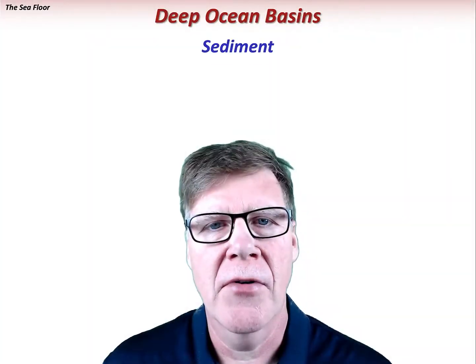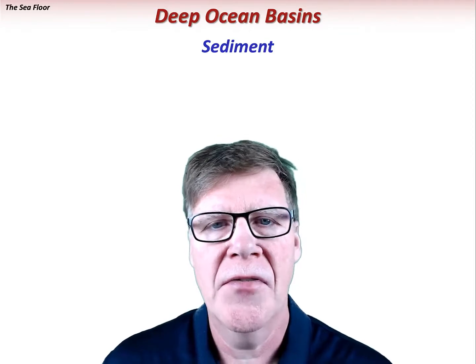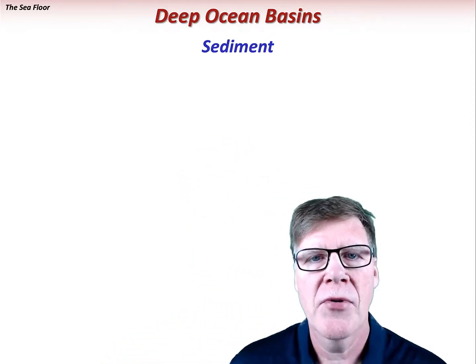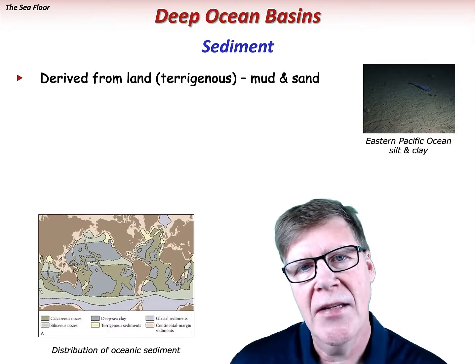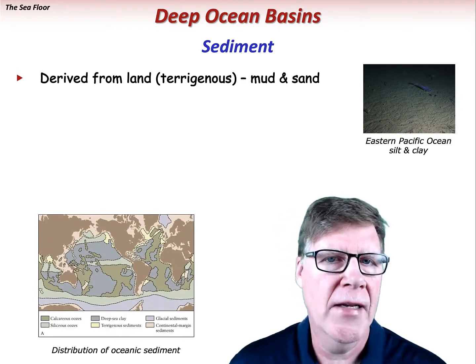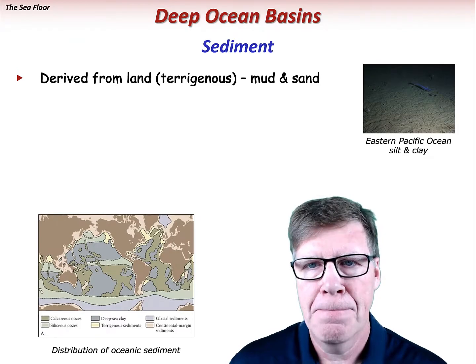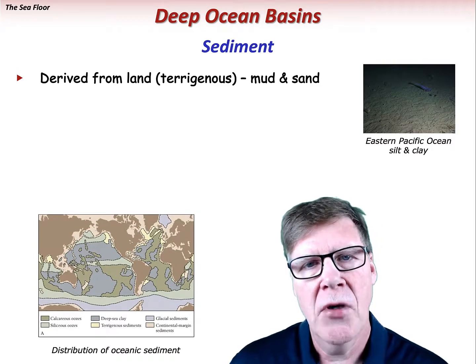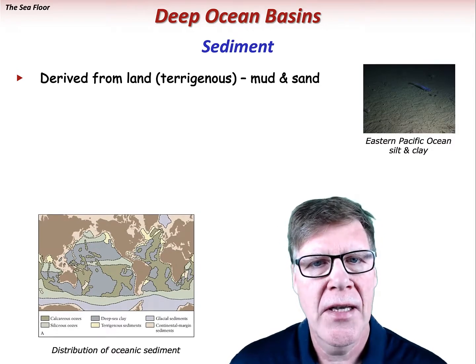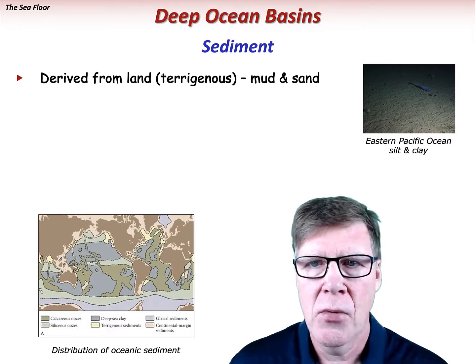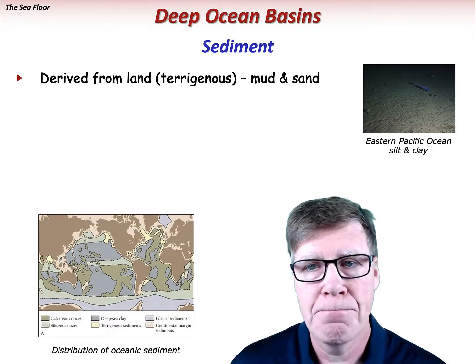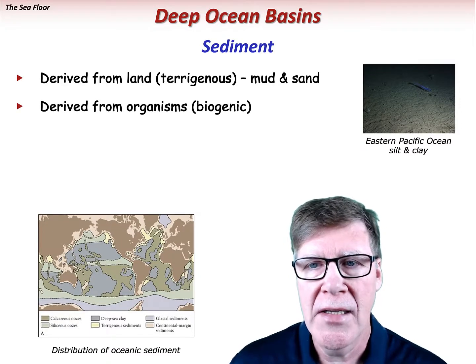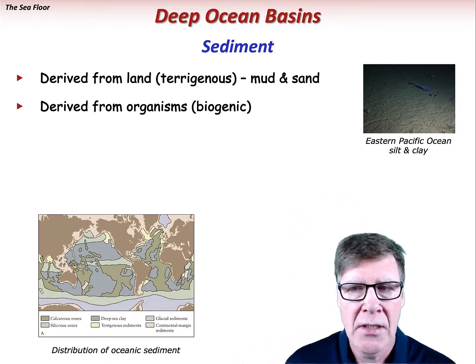The sediment covering much of the seafloor includes a few basic types. Terrigenous sediment is derived from land and includes mud and sand delivered by large river and glacier systems. Deep-sea clay is composed mostly of airborne dust and volcanic ash, with some amount of both calcareous and siliceous sediment. Biogenic sediment is derived from organisms.